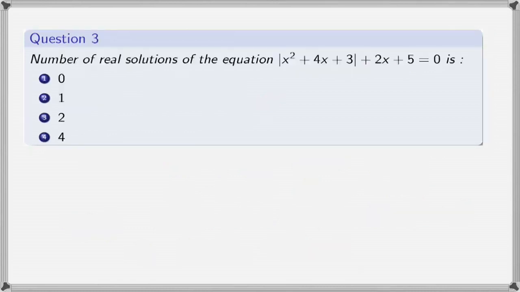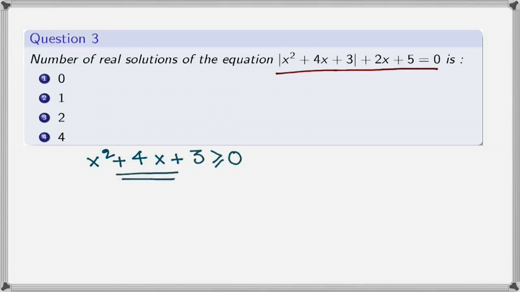Here is the third question, and in this question we are given the equation modulus of x square plus 4x plus 3 plus 2x plus 5 is equal to 0, and we have to find out how many real solutions does this equation have. So first we solve this equation for all those values of x for which x square plus 4x plus 3 is bigger than or equal to 0, and in this case our equation becomes x square plus 6x plus 8 is equal to 0.